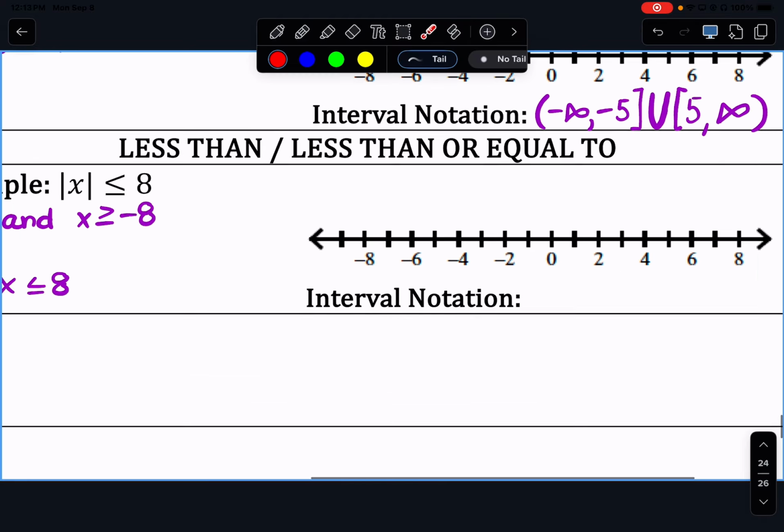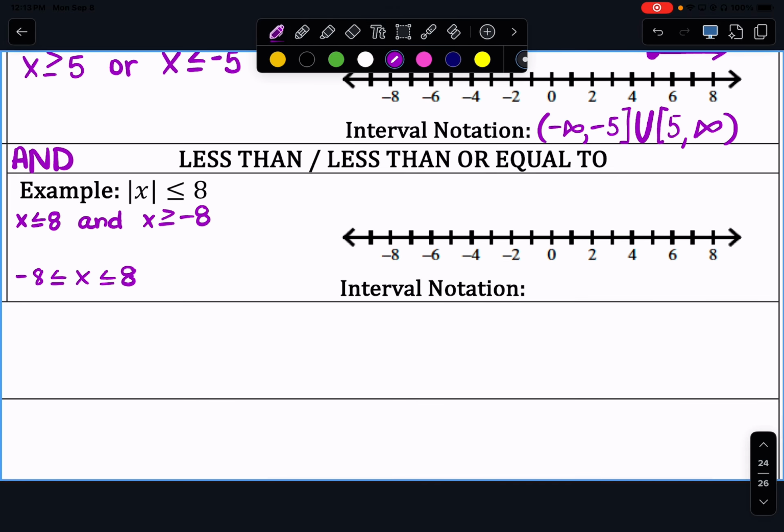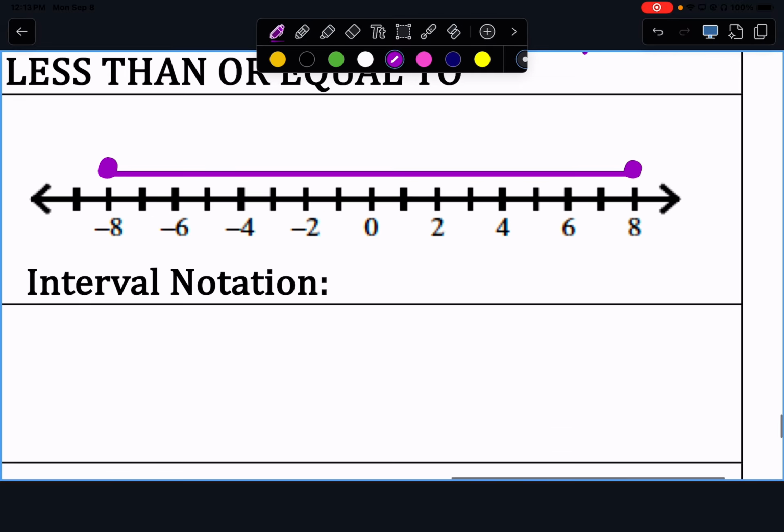So to graph these, do we use open or closed dots? Closed. So we're going to have one at negative 8 and one at positive 8. It is an "and" inequality, so does that mean it goes together or apart? Together. And for the interval notation, I'll do negative 8 to 8. Will they get parentheses or brackets? Brackets.